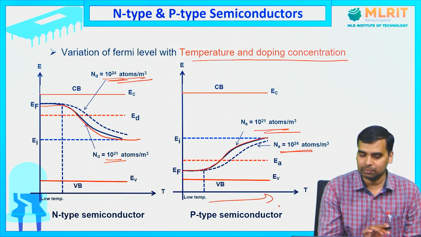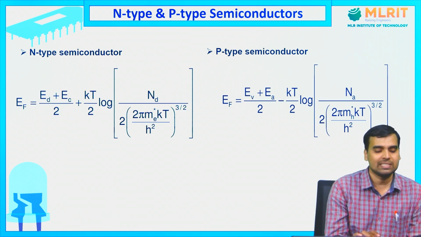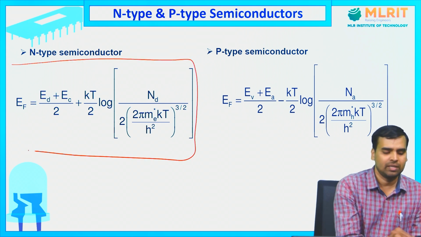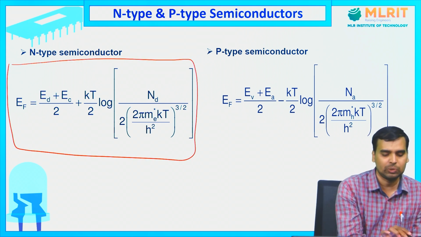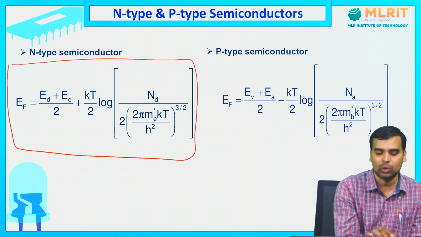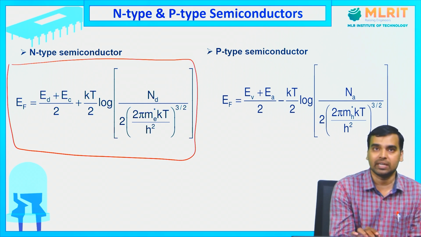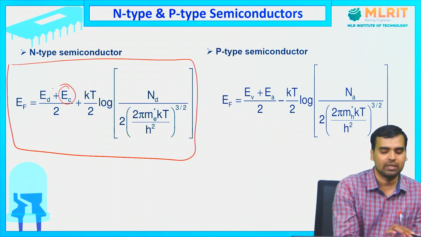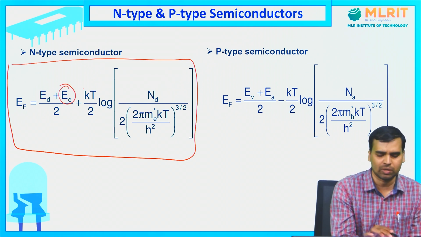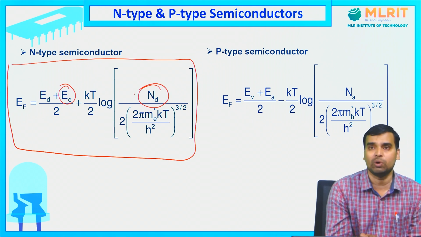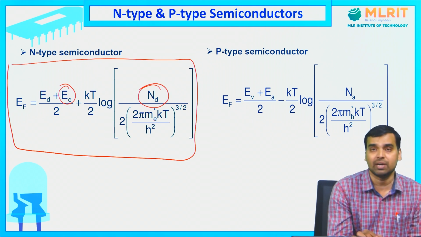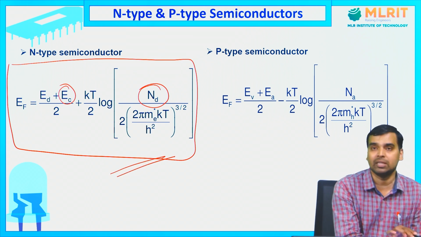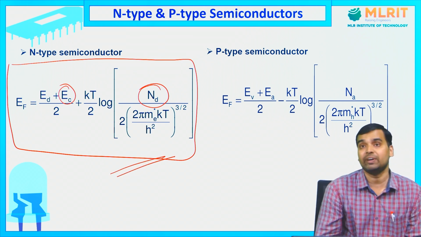This variation of the Fermi level can be calculated by using these expressions. This can be derived by using the carrier concentration expression. Here I have given that expression directly: EF equal to ED plus EC by 2 plus KT by 2 log ND by 2 into (2 pi ME star KT by H square) whole power 3 by 2. Here ED is the donor level energy, EC is the lower energy level of the conduction band, K is the Boltzmann constant, T is the temperature, ND is the doping concentration, and ME star is the effective mass of the electron. By using this expression, we can calculate the Fermi energy at any temperature in the case of an n-type semiconductor.